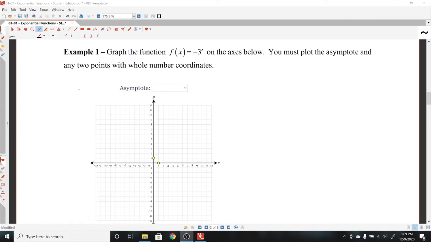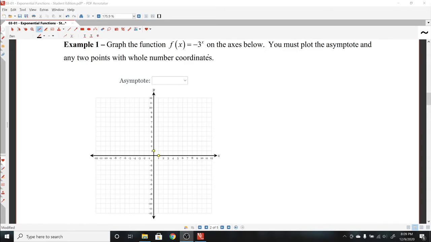Okay, so example one, graph the function f of x equals negative 3 to the x on the axis below. You must plot the asymptote and any 2 points with whole number coordinates. Now, what I did here was I took this question right off of Delta Math. So you're going to have to click this box and choose horizontal or vertical asymptote. But because we're dealing with exponential functions, it's always going to be a horizontal asymptote.